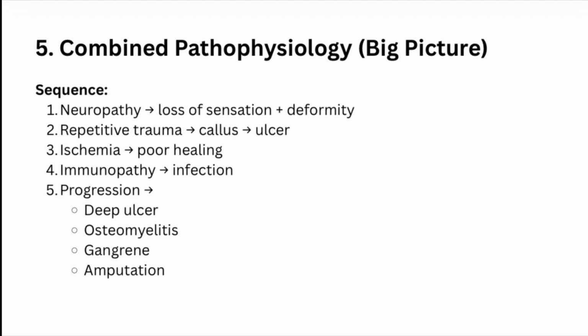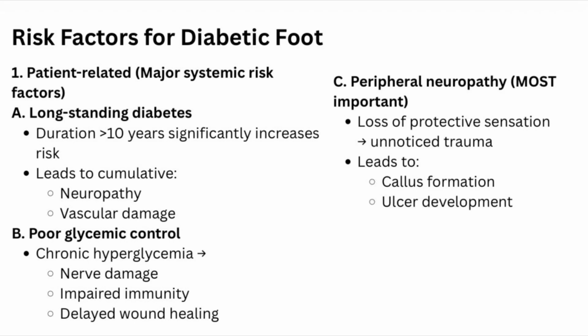Now, moving to the risk factors for diabetic foot. We can broadly divide them into patient-related, environmental, and infection-related factors. Starting with patient-related factors. Long-standing diabetes, especially more than 10 years, significantly increases the risk. This is mainly due to cumulative damage, including neuropathy and vascular disease. Poor glycemic control is another key factor. Chronic hyperglycemia leads to nerve damage, impaired immunity, and delayed wound healing.